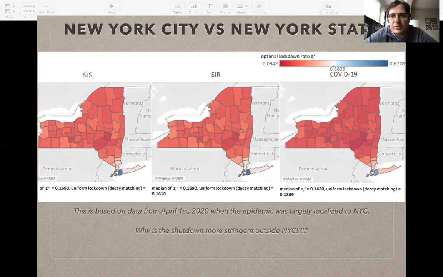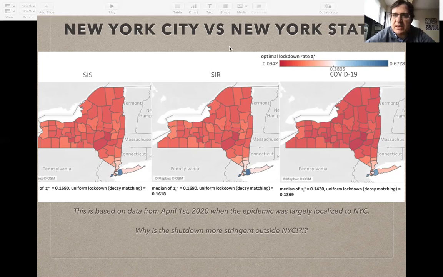We noticed something else about our optimal lockdowns. When we applied our data to New York State, using data from April 1st, we found that you actually shut down New York City a lot less, right? The higher numbers here correspond to looser shutdowns. You shut down New York City a lot less than everything else upstate, even though using data from April 1st, at that point, New York City had the vast majority of the infections, something like three-fourths, I believe. So somehow it shuts down places with fewer infections, which is, again, very strange.